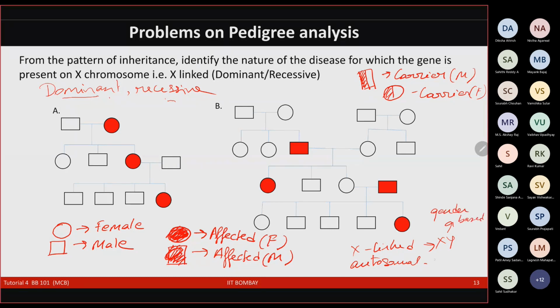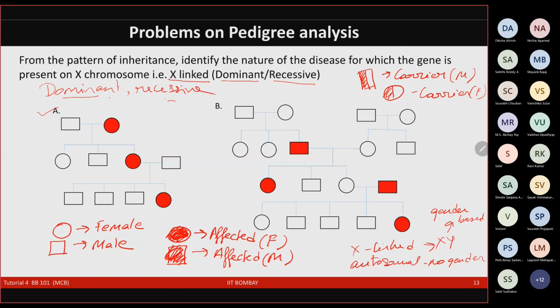And autosomal means these are the general body chromosomes, not the gametes. So they have no gender; they can affect persons of any gender equally. Here the question already says that the disease you're dealing with is X-linked, and you just have to identify whether the pedigree is dominant or recessive. Taking example A, in the first generation, the female is affected. In the second generation, again the female is affected. In the third generation, again the female is affected.